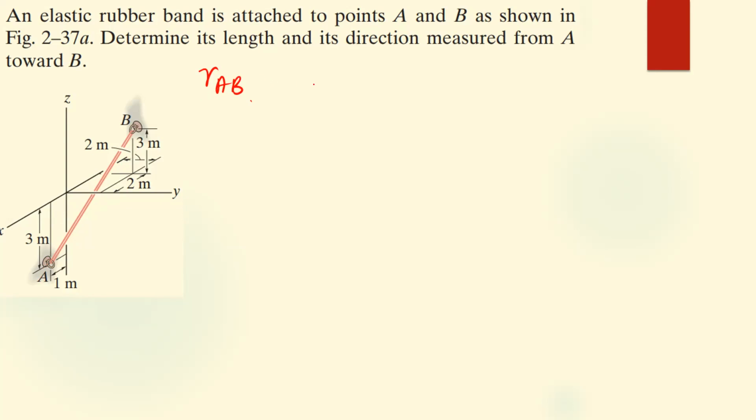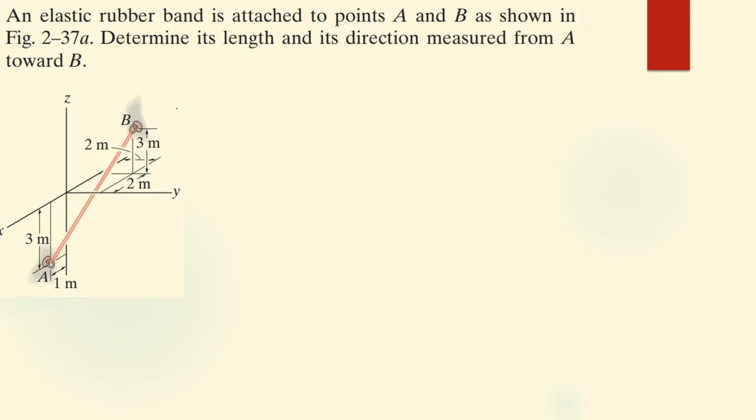And then the other thing is the direction. So the direction measured from A towards B is simply found by finding the direction cosine angles. Once you find the direction cosine angles, those are the ones that you're going to get as the direction of the rubber band. So let us quickly see how we can find that.